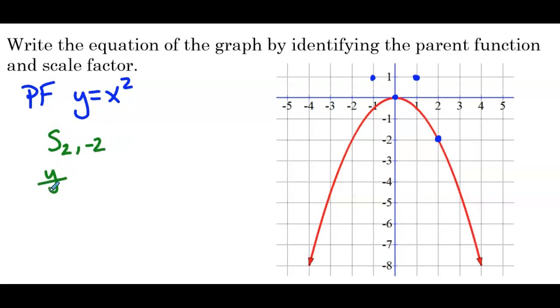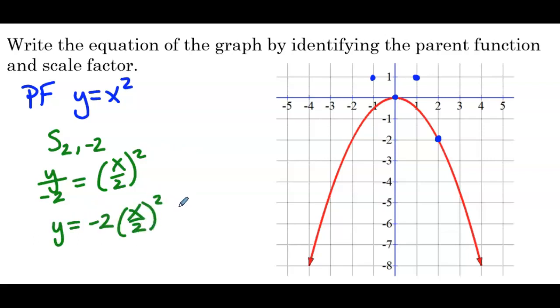So y divided by negative 2 equals x divided by 2, squared. So that would be y equals negative 2 times (x over 2) squared. So that's one way.